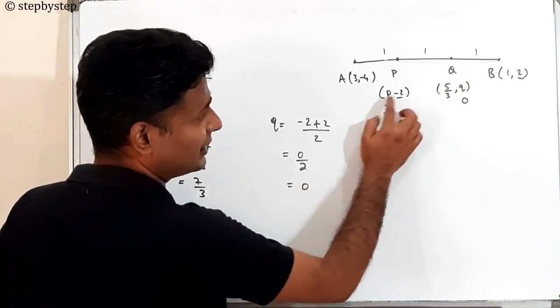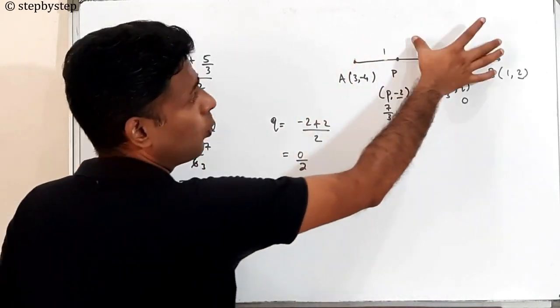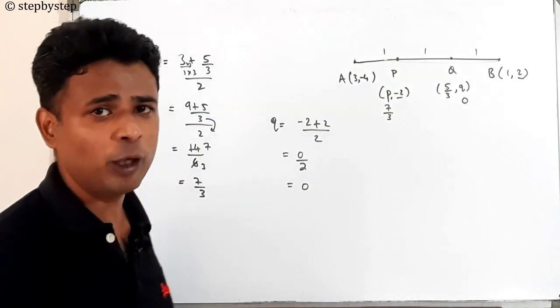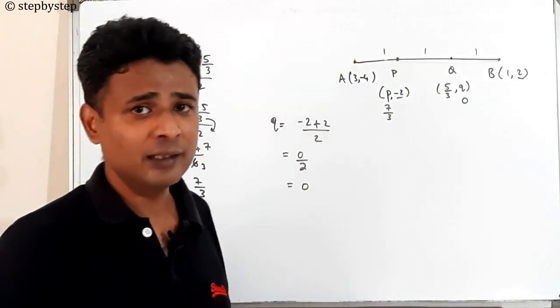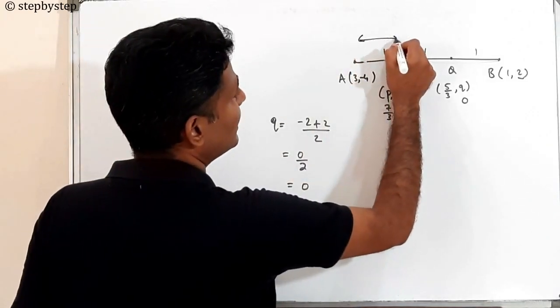Because we didn't know this, we wouldn't have known the x coordinate. In that case I would have to take 1:2 and solve it. But whenever possible, if you can use the midpoint formula, use it, because you can solve it directly. Otherwise there is no problem.